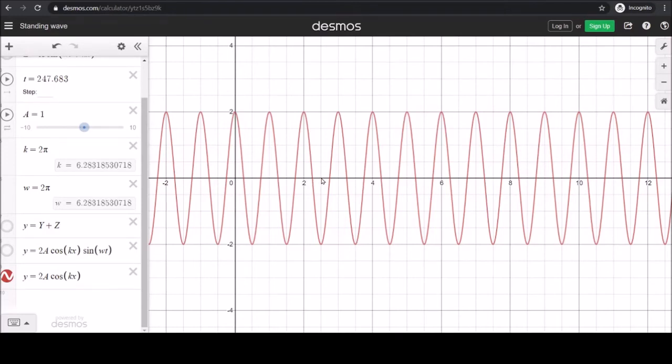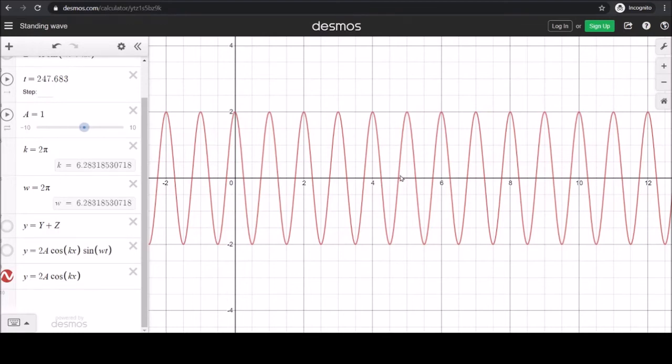How about nodes? For nodes, it is stationary. The particle at the nodes will not be moving, so the amplitude will be 0. So points like this will be nodes. You can see that 2.25, 2.75, 3.25, 3.75, 4.25, 4.75. These positions will be the positions of the nodes.